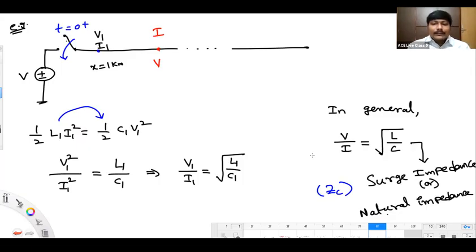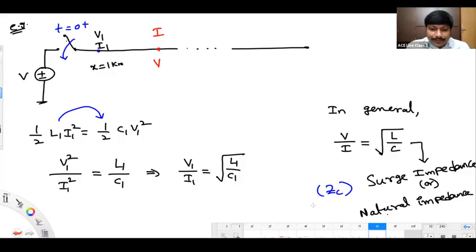Next thing, kindly observe. If L and C values, if inductance and capacitance values are the same throughout the length of the transmission line, then we can say this surge impedance will also be constant throughout the length of the line. Surge impedance is independent of the length of the line, and it will be the same at all places on the transmission line during the propagation.